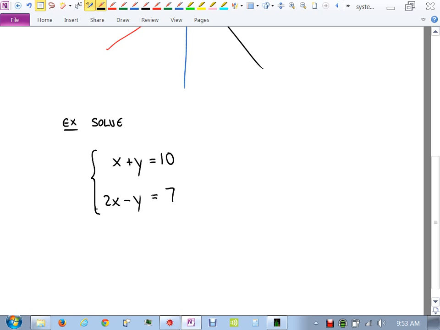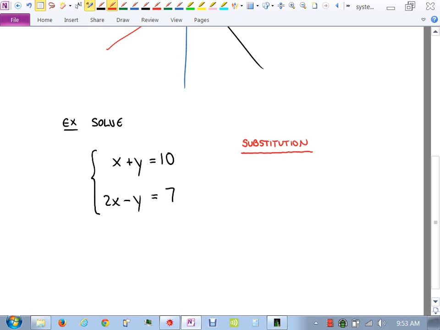Now, there are two standard ways of solving systems of linear equations. The first way is called substitution. The second way is called elimination. I'm going to show you substitution first, and then I'll show you elimination later. Okay, so here we go. Substitution. I'm showing you how to solve this now.